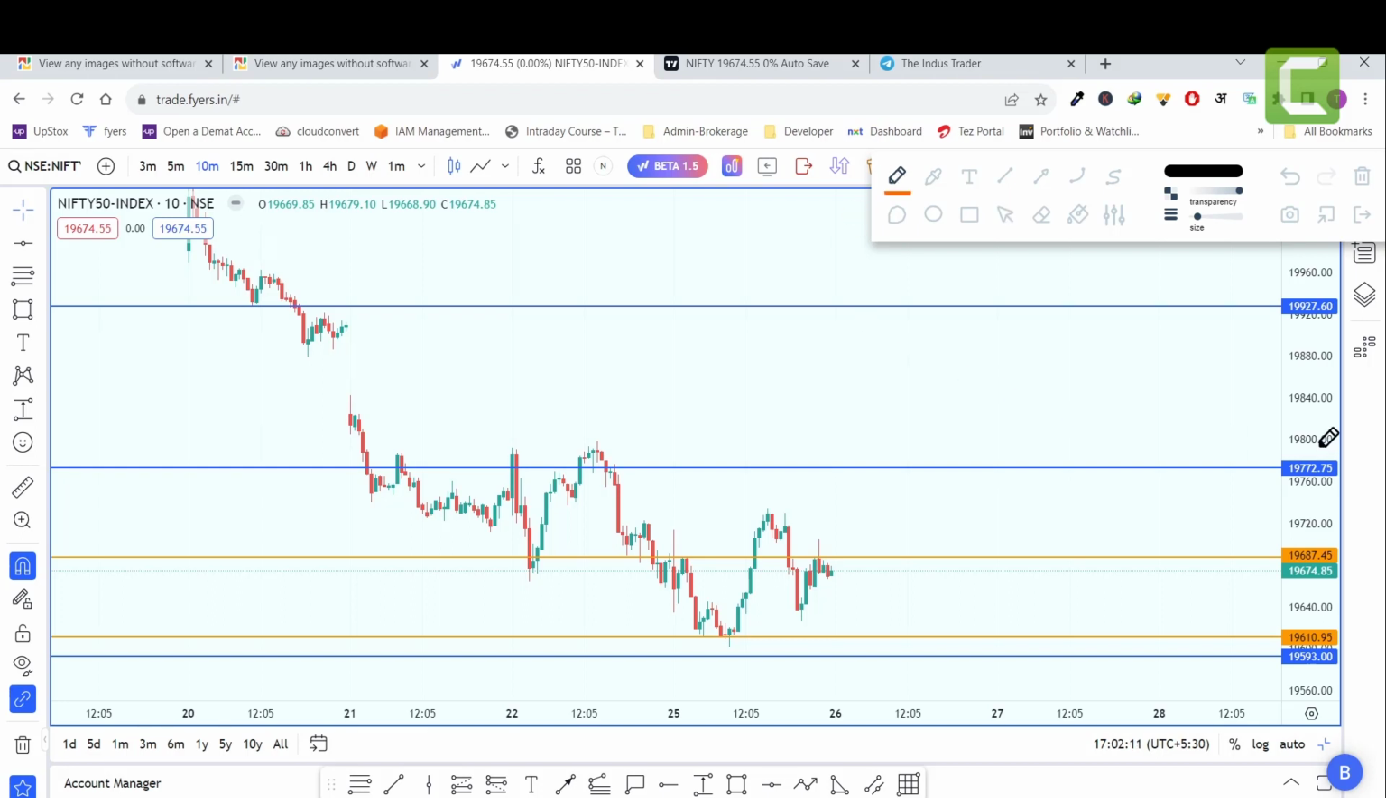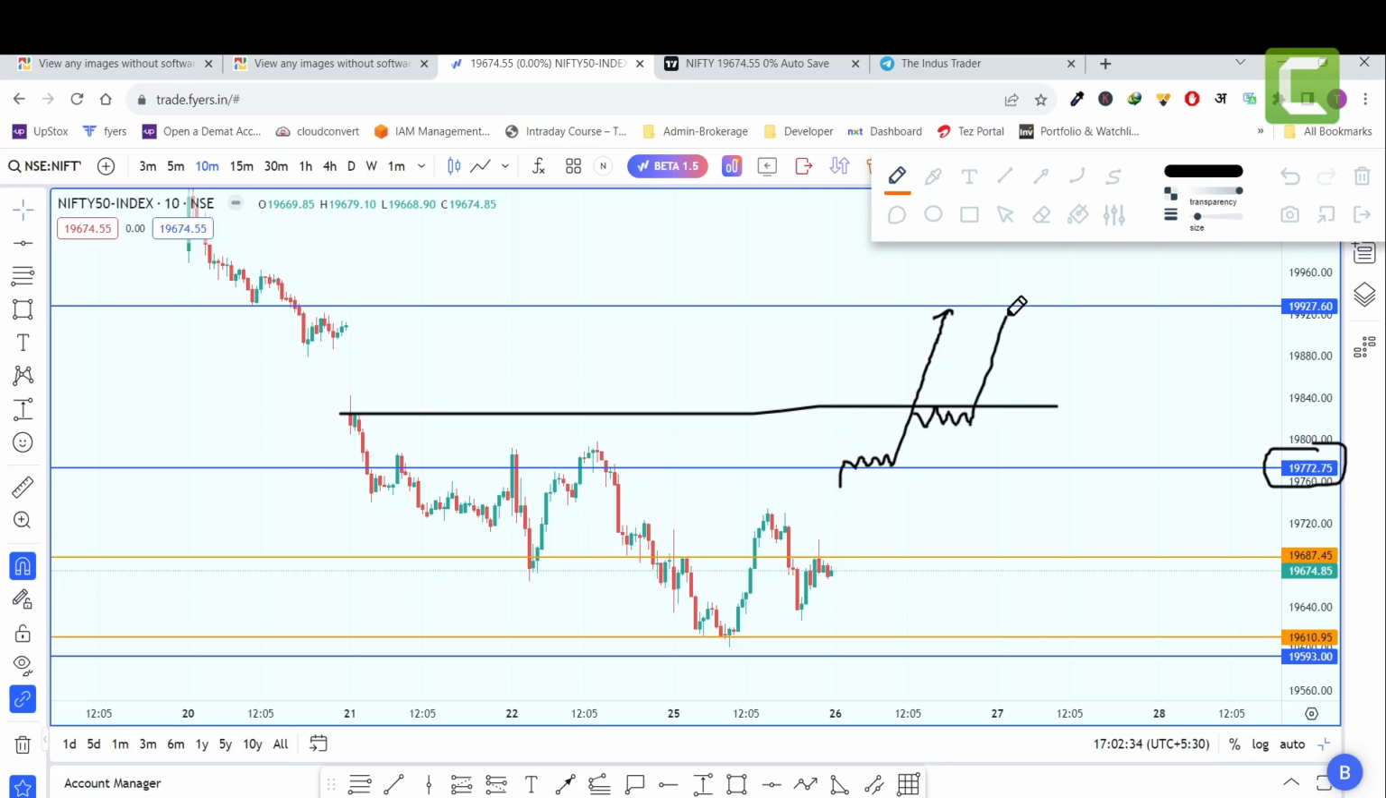Now coming to this, 19,722 is a very key level. If Nifty sustains above this level, then we may see Nifty moving towards 19,927. In between, we do not have many levels. Yes, this might be a level where Nifty may wait for some time or make a little consolidation, and thereafter we may see a breakout towards 19,927.